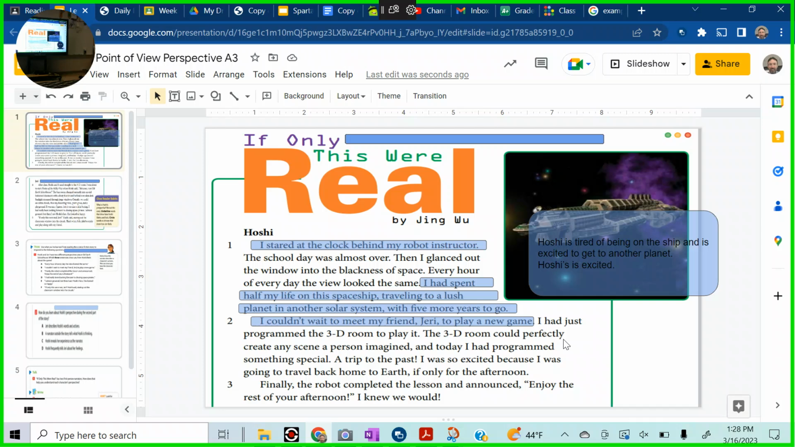All right. You guys want to go to the next page? I'll read the last one. Finally, the robot completed the lesson and announced, "Enjoy the rest of your afternoon." I knew we would. That's another thing that says that she's excited, right? All right, let's go to the next one.